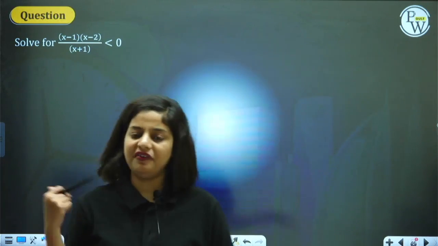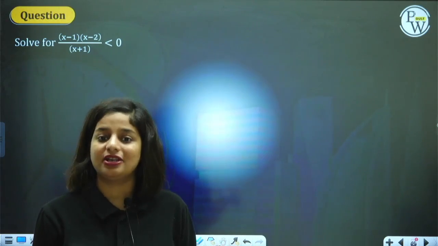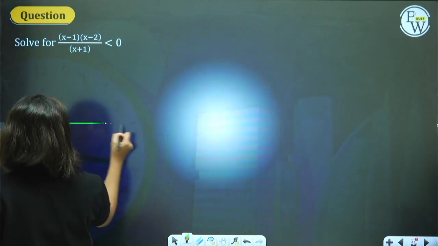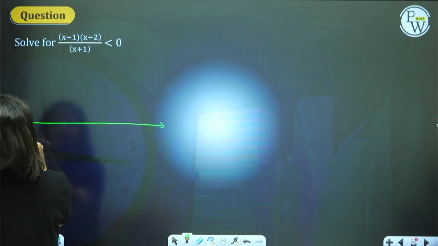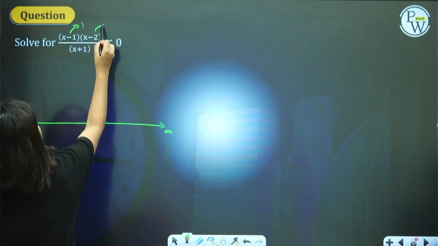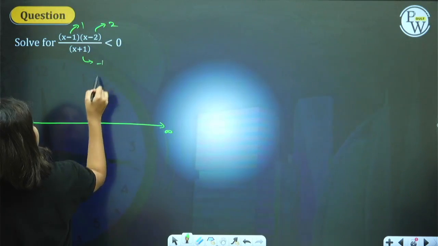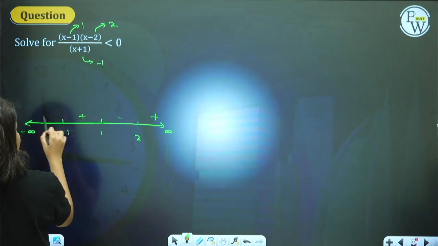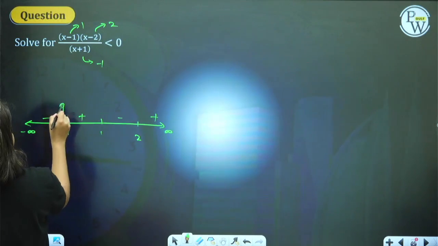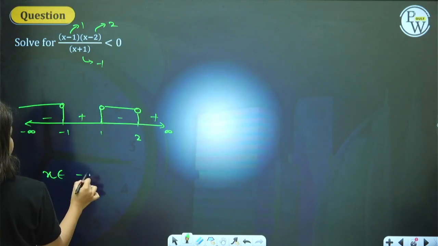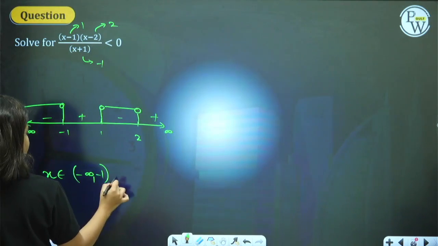Division, what we were doing for multiplication, is it the same for division? It is similar for division. Go for it. Again less than 0. Why always less than 0? I need a change. Okay, this term critical point 1, this term critical point 2, this term critical point minus 1. So it's minus 1, 1, 2. Plus, minus, plus, minus. See how simple it is, no? Less than 0, minus region. Just select your minus regions and mark it: minus infinity to minus 1 and 1 to 2.